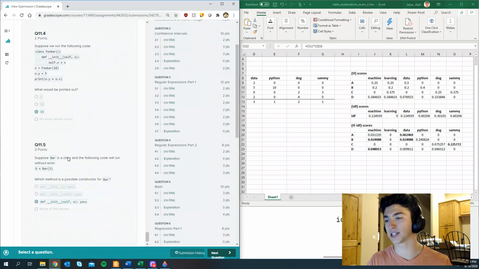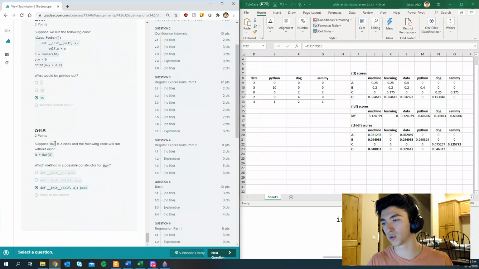And for our last one here, 11.5, suppose bar is a class, and the following code will run without error. B is equal to bar 3, with 3 being passed to it. Which method is a possible constructor for bar? Well, the answer is ABC. Def init self, comma a, and then pass.